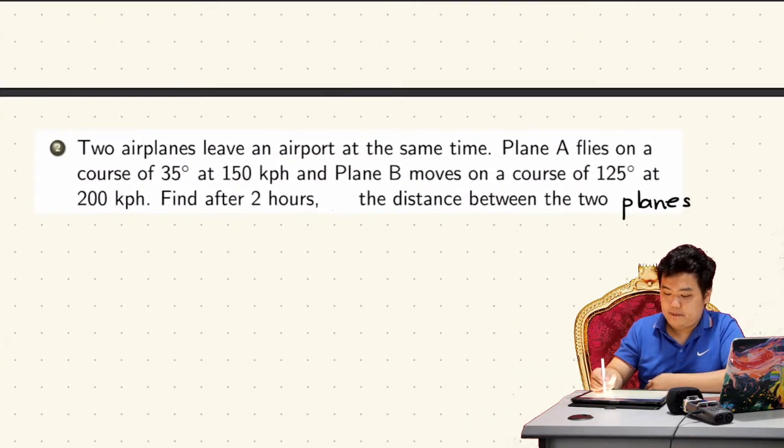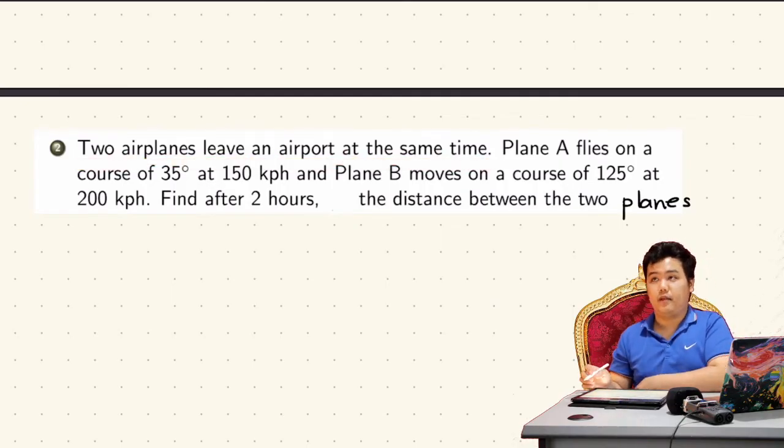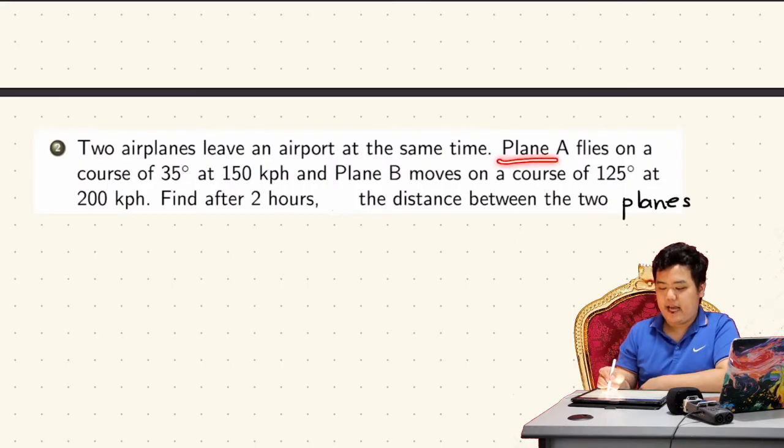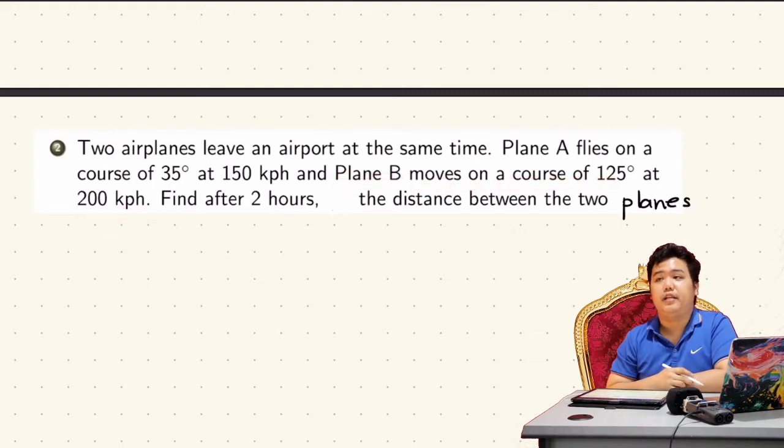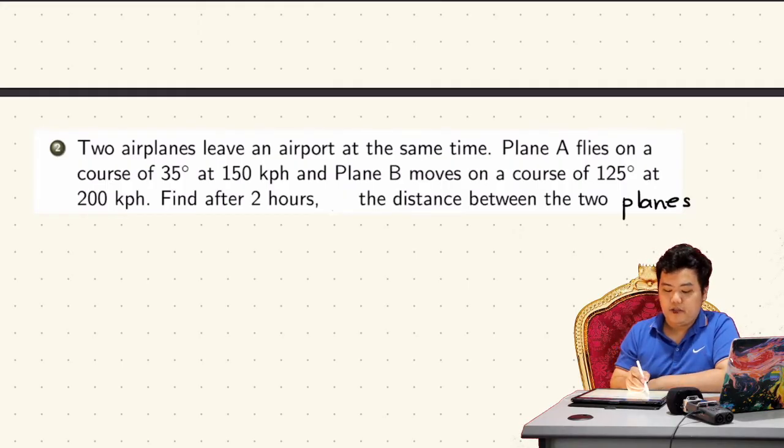So, we have two airplanes and they leave at the same airport at the same time. So, plane A flies on a course of 35 degrees at 150 kph. And plane B moves on a course of 125 degrees at this speed, 200 kph or kilometers per hour. So, ang tanong, after 2 hours, what is the distance between two planes?